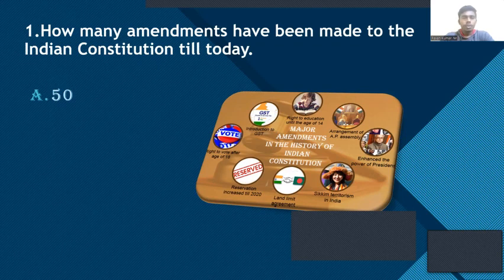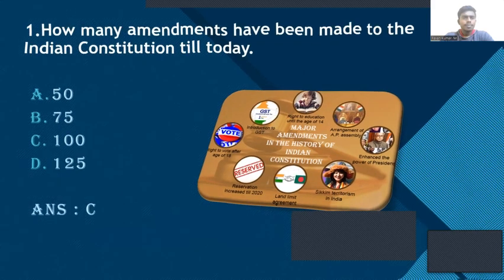So coming to the question, how many amendments have been made to the Indian Constitution till today? Options are option A 50, option B 75, option C 100, and option D is 125. So the answer is option C, 100.